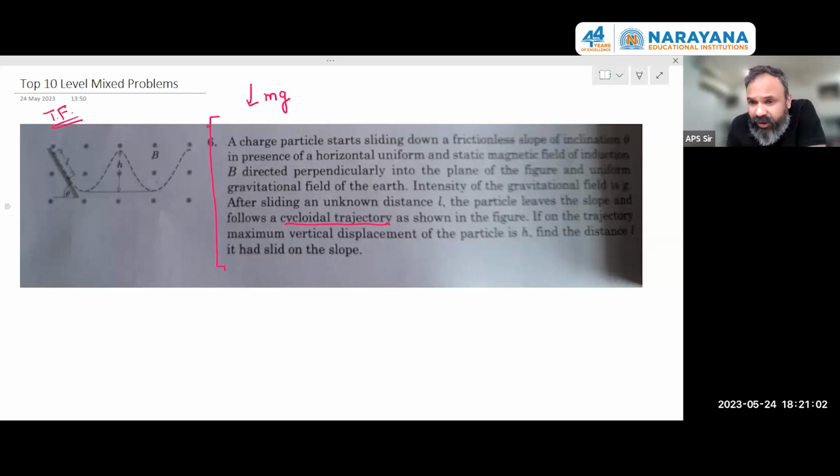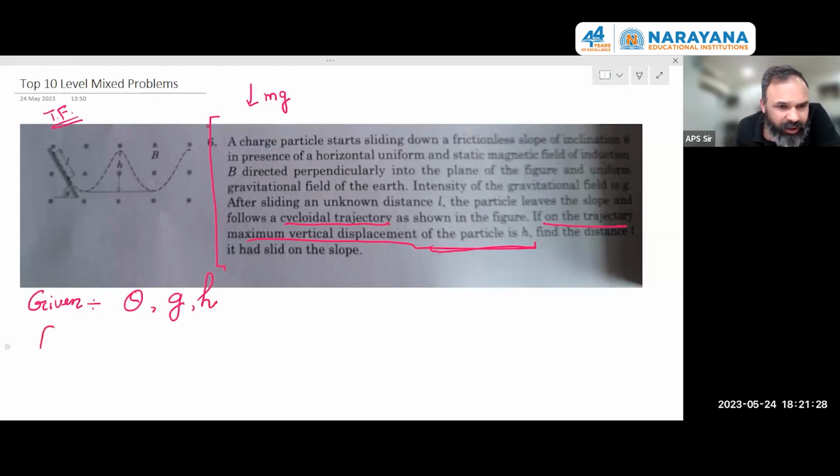Now, the question is, if on this trajectory, the maximum vertical displacement of the particle comes out to be h given, can we find out the distance? So it is more important to present this problem in a proper way. Let me say, given parameters are theta, g, and h, and you have to find out the value of L. What else is given? Along with theta, they have given you B, the magnetic field. That suffices. So theta, g, h, B. He has not given anything about the charge and mass. So those terms we need to eliminate.